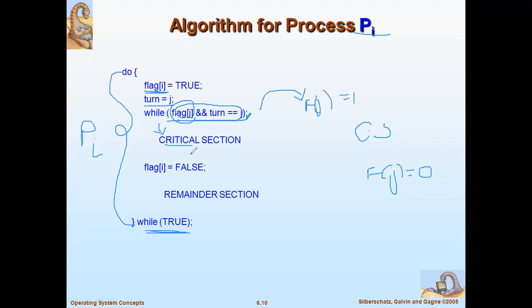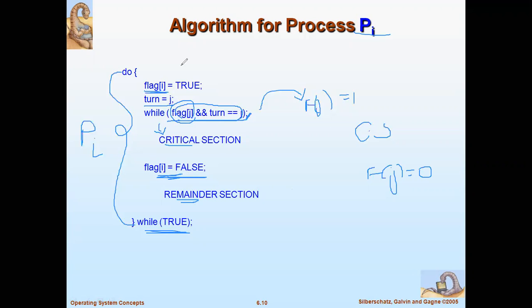After Pi is done with executing its critical section, it will set its flag to false, indicating that it has now completed its work. It will now give a chance to the other process by setting its flag to false, indicating it is no more interested and it will be in its remainder section. I hope you have followed this.